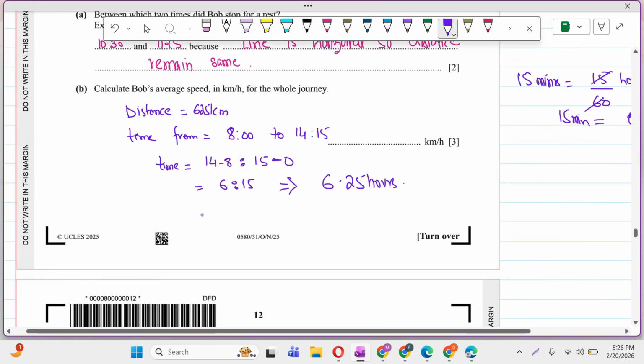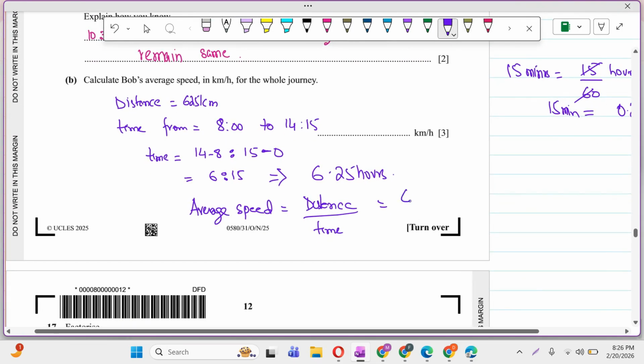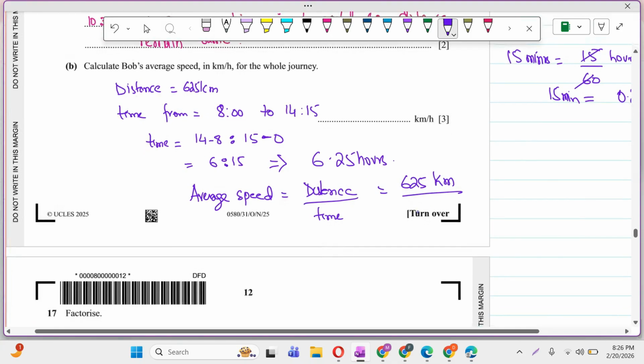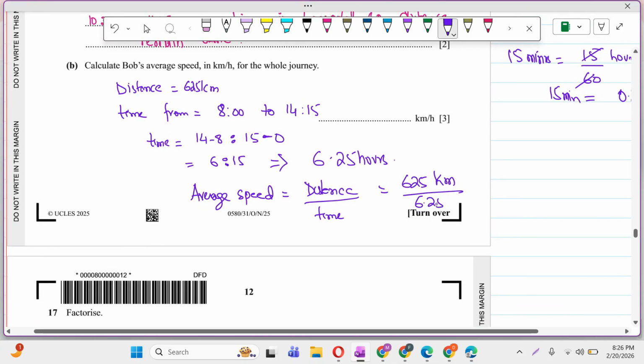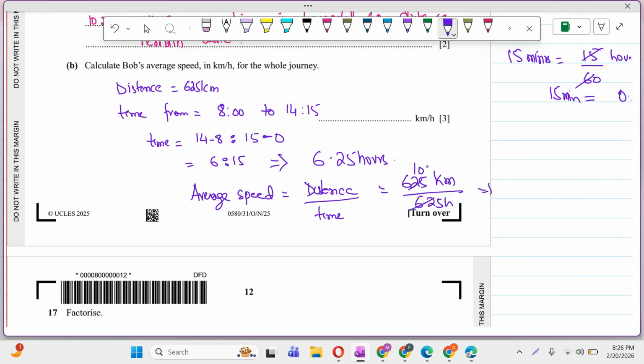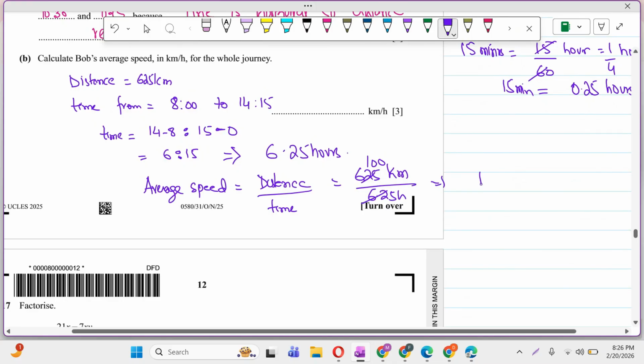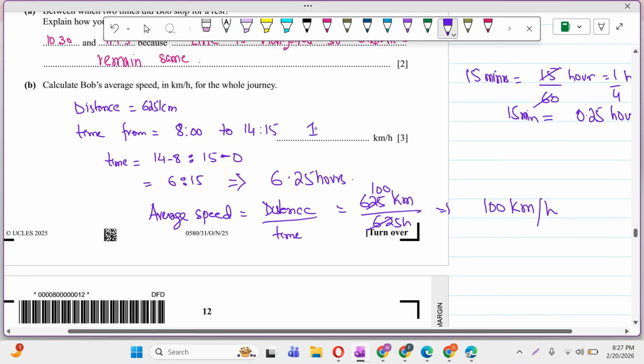Now we know that average speed is equal to total distance over time. So total distance is 625 kilometers over time, which is 6.25 hours. So this one is equal to 100. So 100 kilometers per hour.